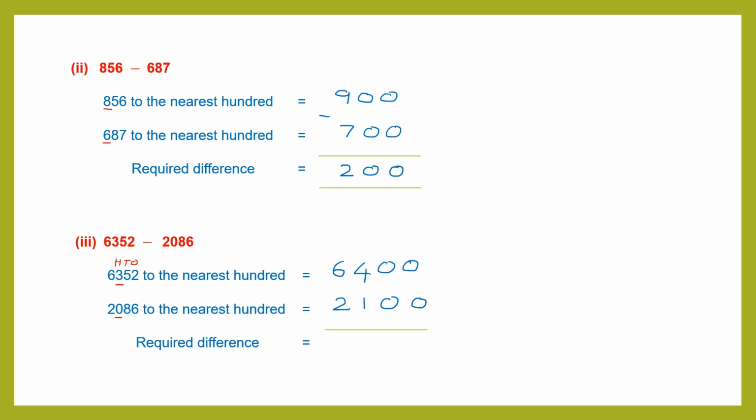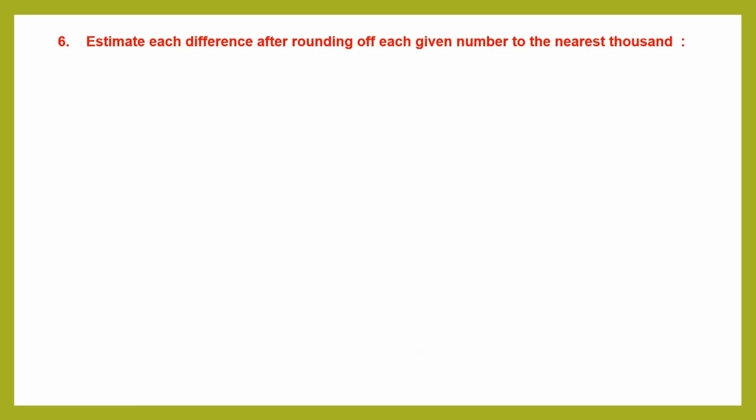Now we have to get the required difference here and we can do that by subtracting. So 0, 0, 4 minus 1 is 3 and 6 minus 2 is 4. 4300 is the required difference. Question 6. Estimate each difference to the nearest 1000. So this time it is to the nearest 1000. So here we have two numbers, 45,974 minus 38,766. So the first step is we're going to round it off to the nearest 1000.